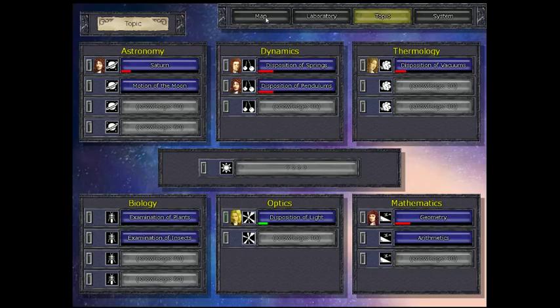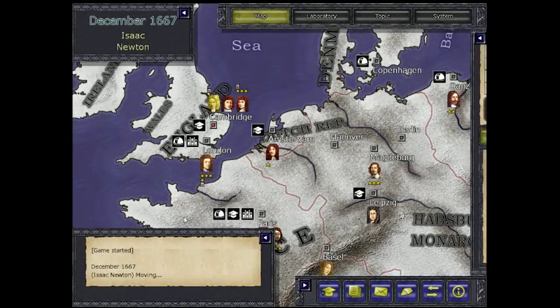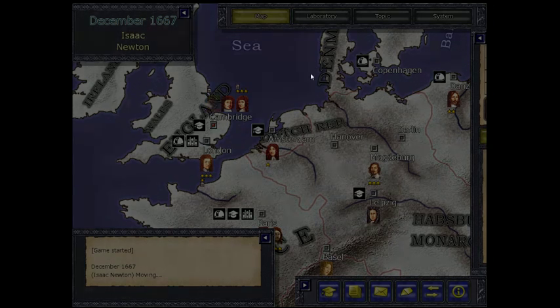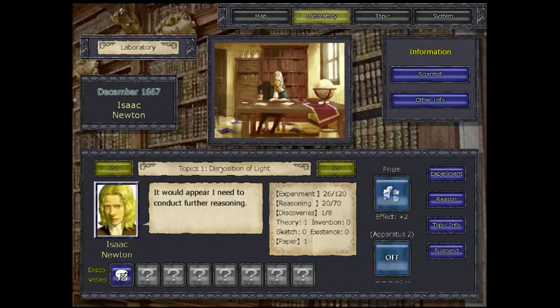The question is, and I don't remember this from history, would Isaac Newton's drawing tools help him in geometry, or would they help him in arithmetic? Or I could just play it safe and continue along the line of disposition of light, because I know he has experience here.